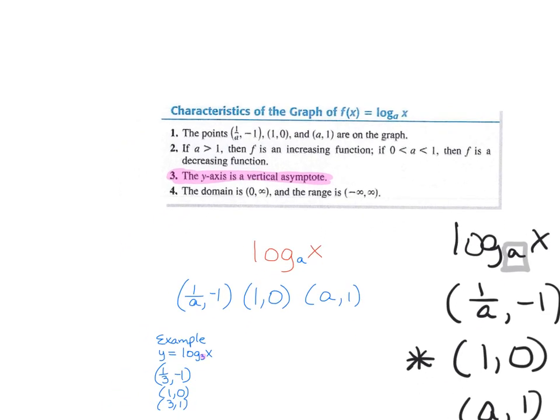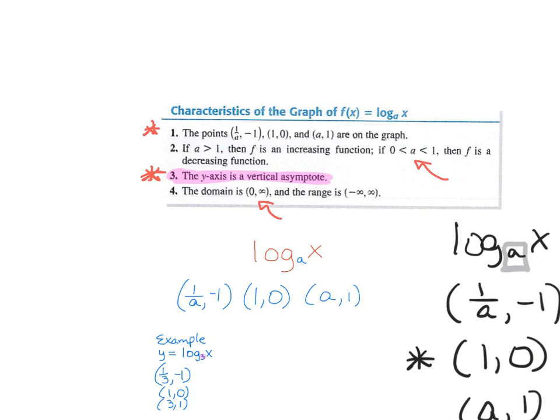So again, this is how you get the three ordered pairs. Know that when that little base is greater than 1, your function is going to be increasing. When that little base is a fraction, it'll be a decreasing function. Always remember that you've got a vertical asymptote at the y-axis. And from here, because you've got that vertical asymptote, your domain is going to go from 0 to infinity.